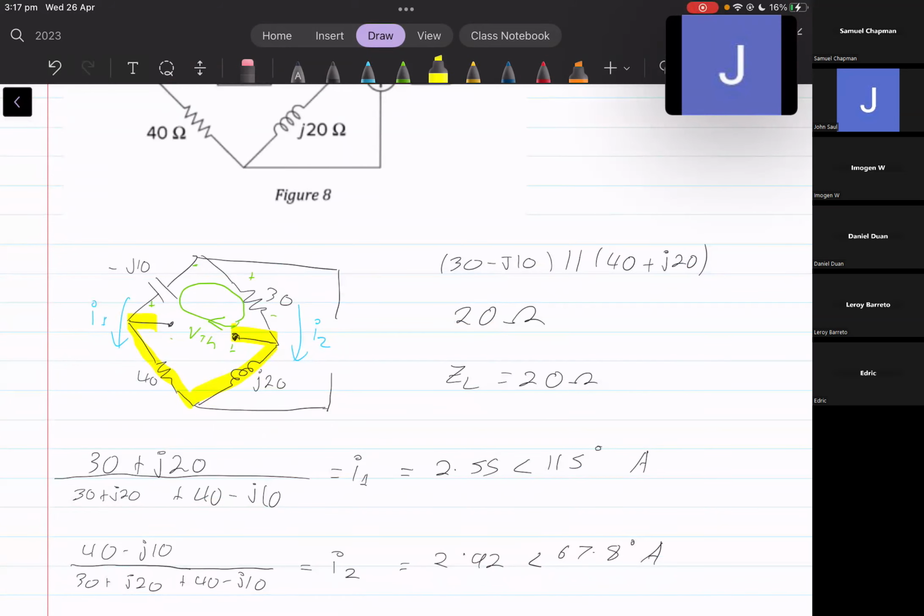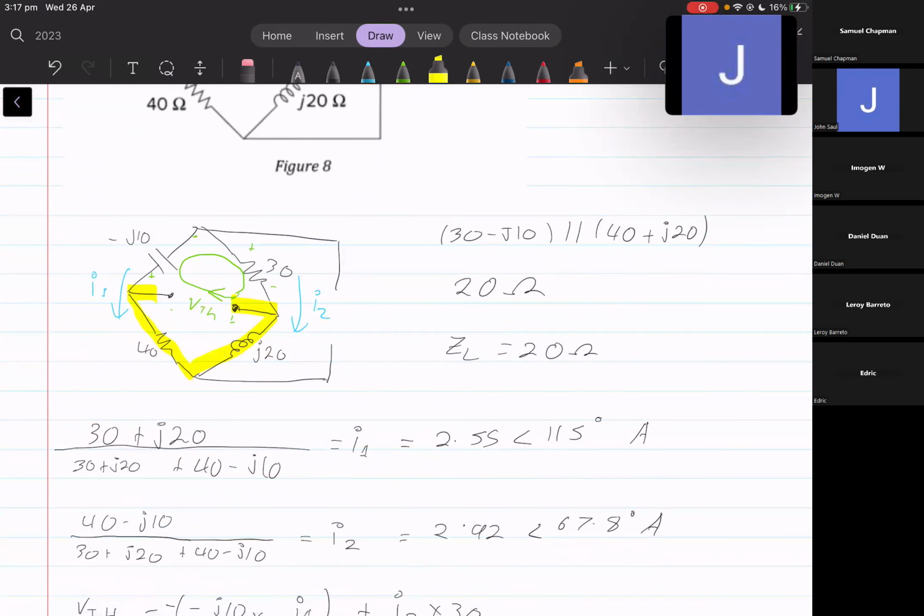Does that make sense? And then for the next part, when we did the current divider, that's where we can start looking at it that way. Does that answer your question? Yeah, perfect. Yeah, this is a bit of a tricky question. I thought it was interesting. Great.